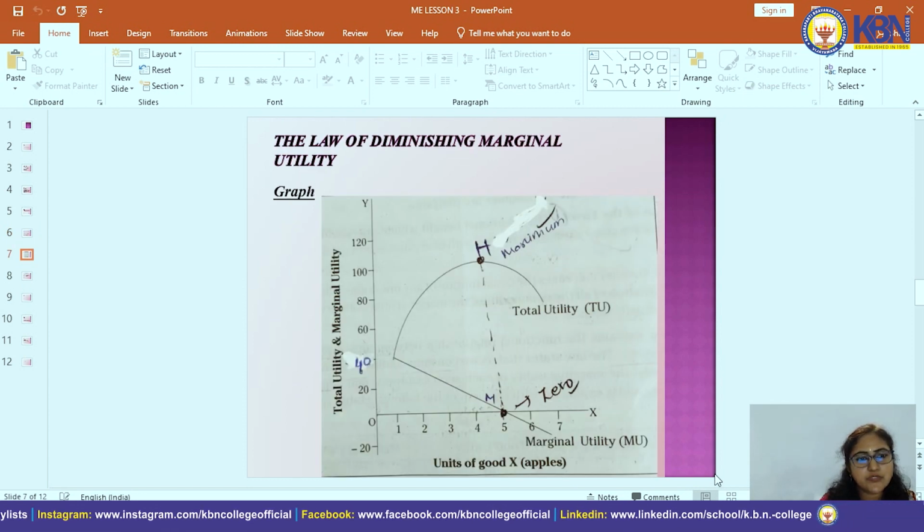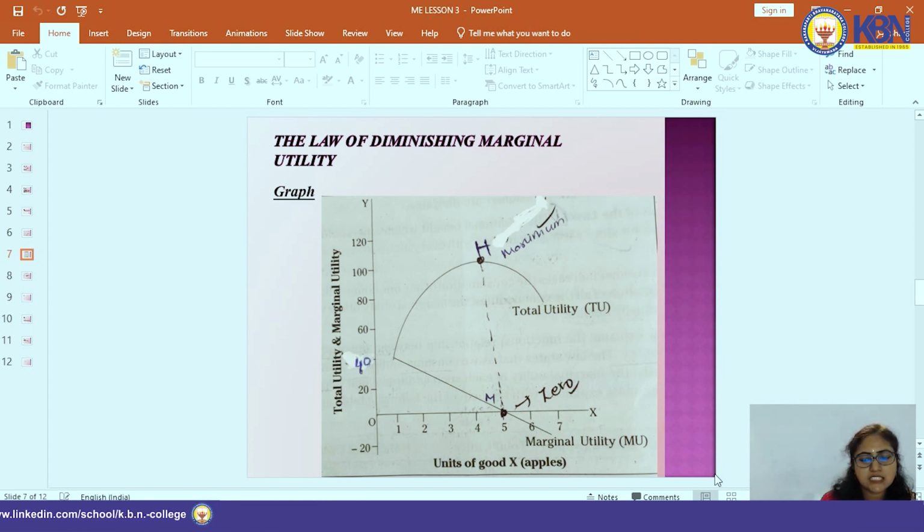If we plot the same piece of information illustrated in the above example on a graph, we can notice the graph as mentioned above. Let us see the graphical representation of the law of diminishing marginal utility.